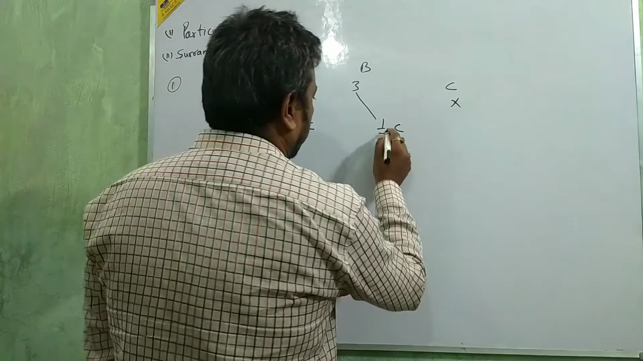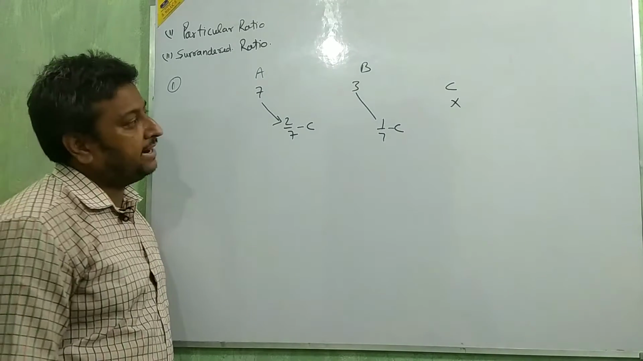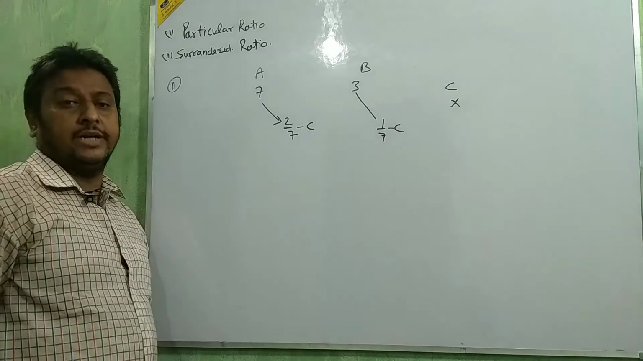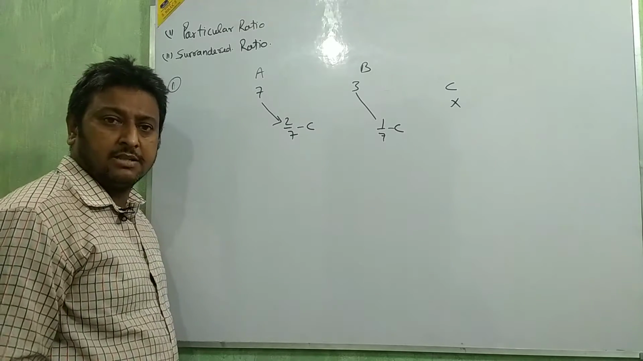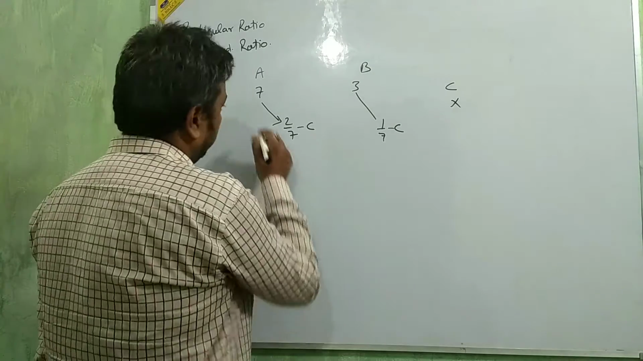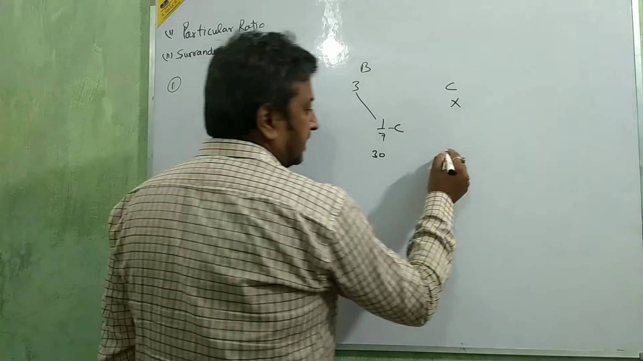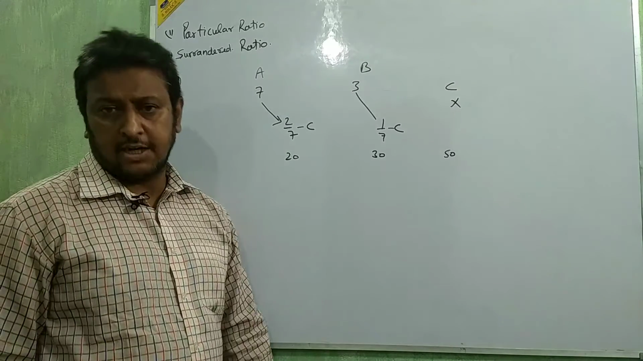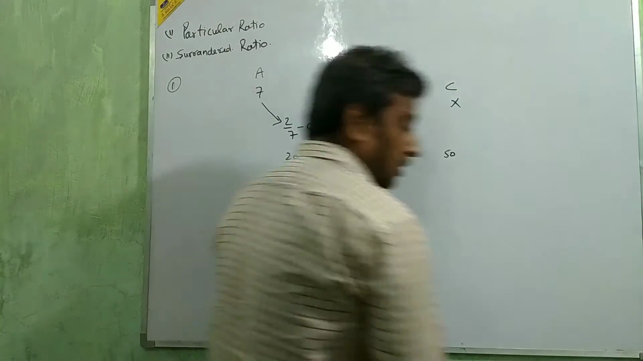But C's ratio is not given, beta. They are given A surrenders 2/7 and B surrenders 1/7. It is sure that if we total the surrender amounts of A and B, then the total is equal to C's share. Like that, if A gives 20 rupees and B gives 30 rupees, the total for C is 50 rupees. On this basis, we are going to solve this question.